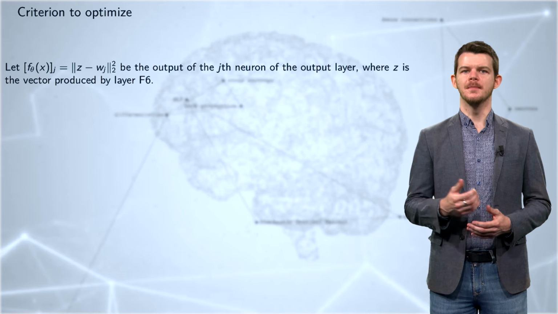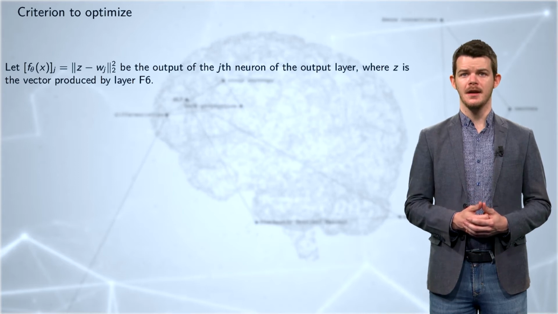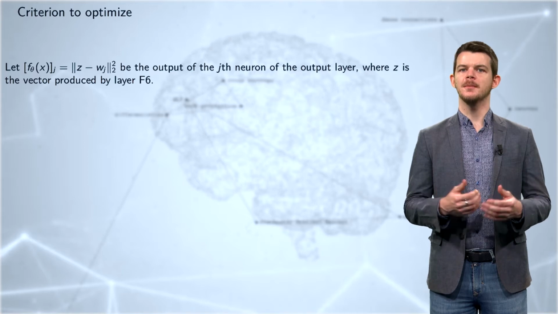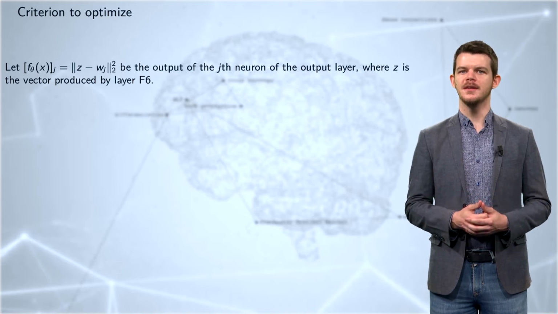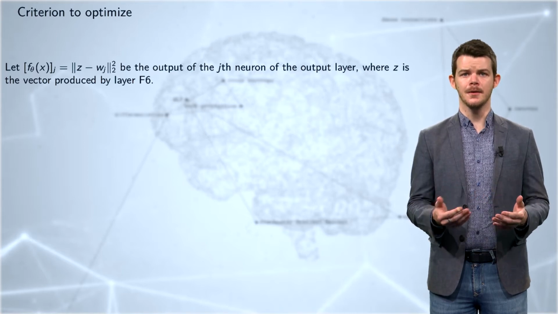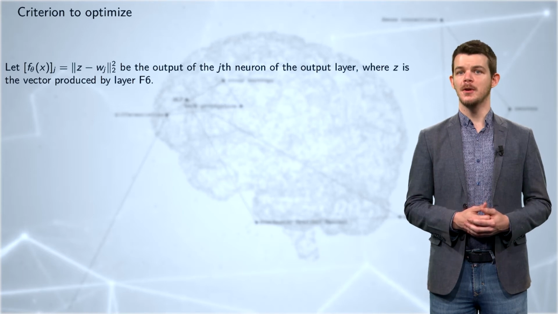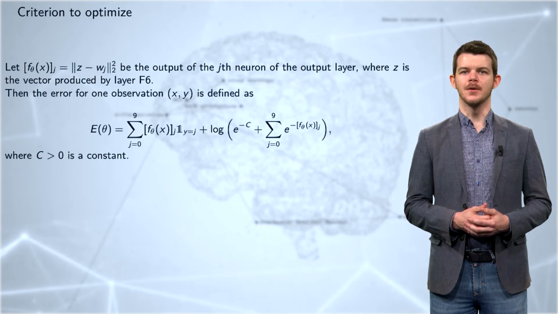To complete our description of LeNet, we need to specify the loss of the network, that is, the criterion which is optimized during the training. Let us denote by f_theta(x)_j the output of the jth neuron in the output layer, which is given by the square norm of the difference between the output of the penultimate layer and the prespecified vector w_j. The error associated to one observation (x, y) is given by E_theta defined as follows.